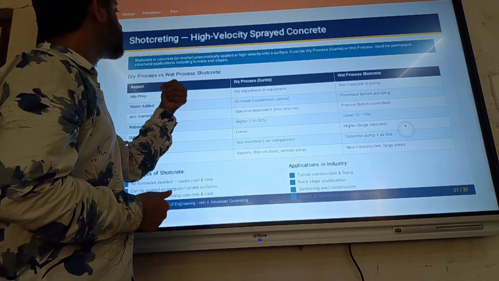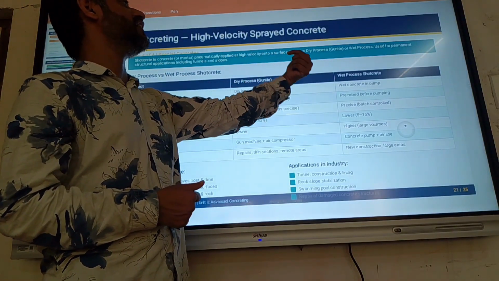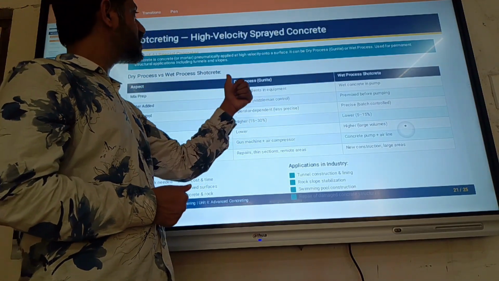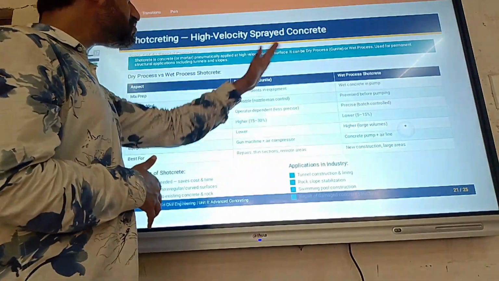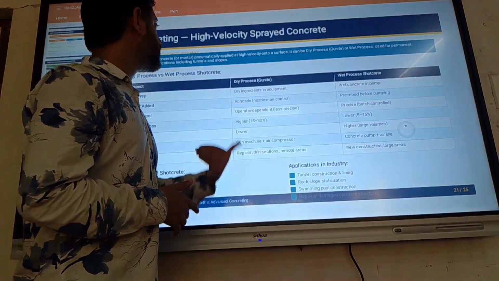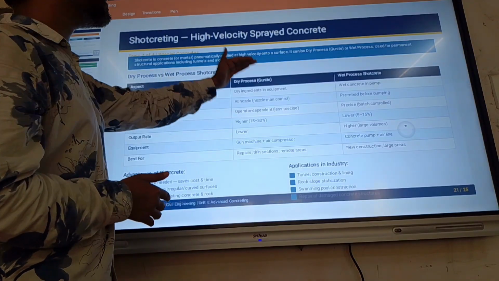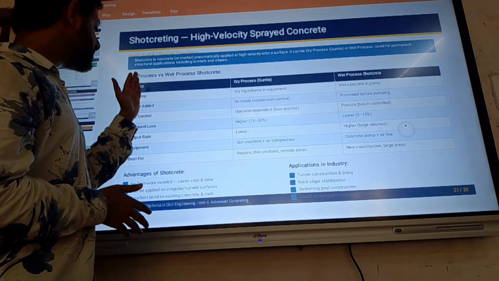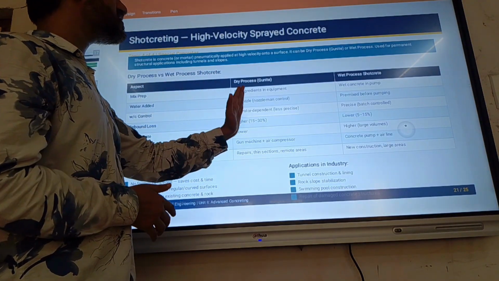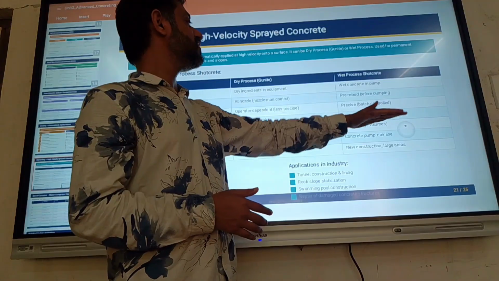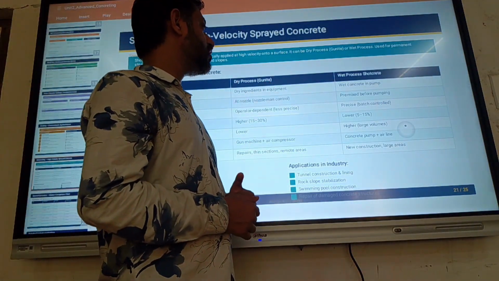Shotcreting. Okay, shotcrete is concrete pneumatically applied at high velocity on a surface. It can be a dry process or wet. So this shotcreting can be dry or can be wet. Okay, and it is used for permanent structural applications, including tunnels and slopes. So for the dry process versus wet process shotcrete procedure, you can see here these are the different aspects. These are the parameters with respect to the aspects in the dry process, and these are the parameters with respect to the wet process.